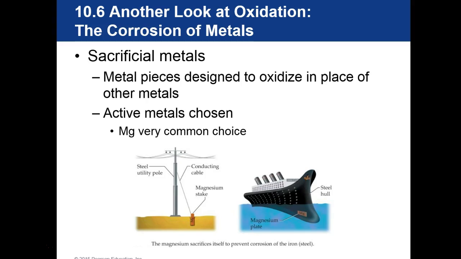Another example is metal pieces being designed to oxidize in place of other metals. So think of huge cruise ships or big ships going back and forth from other countries. We need active metals to help stop some of that oxidation. Magnesium is very common. We can see there are magnesium plates on the steel hull of ships, and we've got a steel utility pole and a conducting cable with a magnesium stake for that as well, to stop some of that oxidation from occurring.